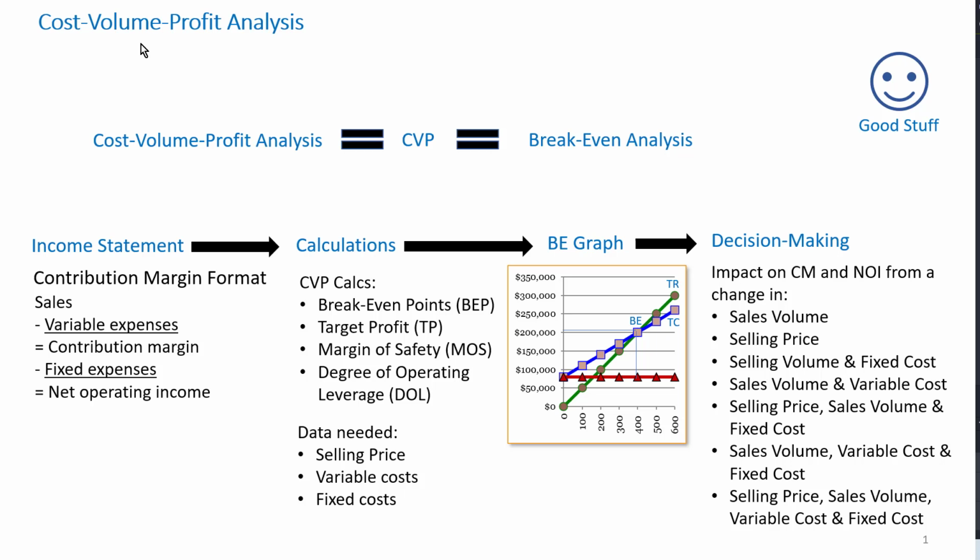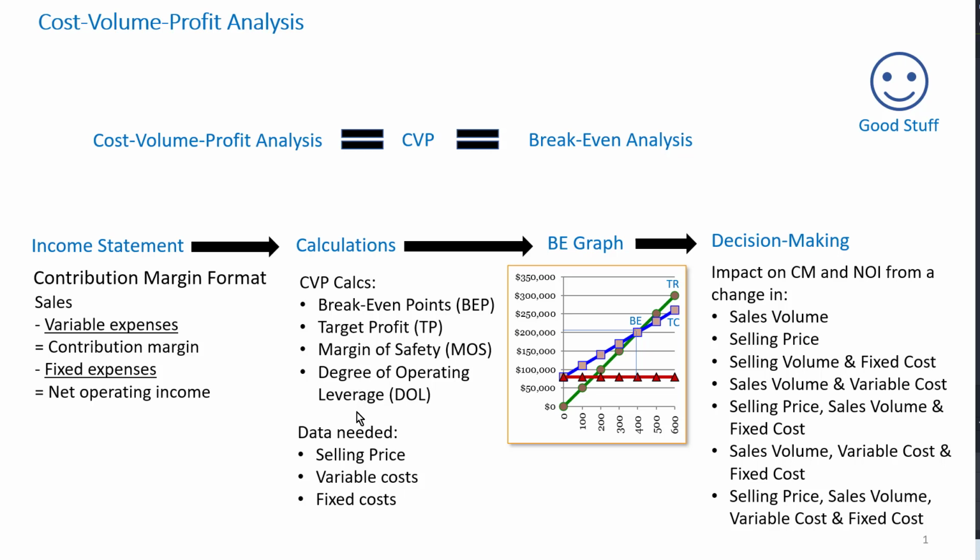Hello all. Time to do a comprehensive problem with cost volume profit analysis. Cost volume profit analysis is also known as CVP analysis and break-even analysis. All calculations begin with the contribution margin format income statement. Calculations are going to include break-even points, target profits, margin of safety, degree of operating leverage.